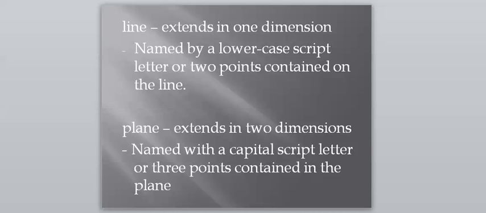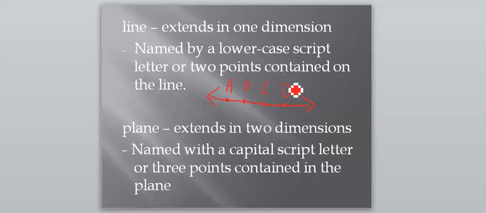Our second undefined term is a line. A line extends in only one dimension. It's named by a lowercase script letter or by 2 points contained on the line. So we're going to draw a line. We want to be sure that we put the arrows on the end of the line, because lines keep going, they never end. And remember, a line is just a lot of points strung together. Okay, so we have points on our line, so maybe this is our point A, point B, C, D.